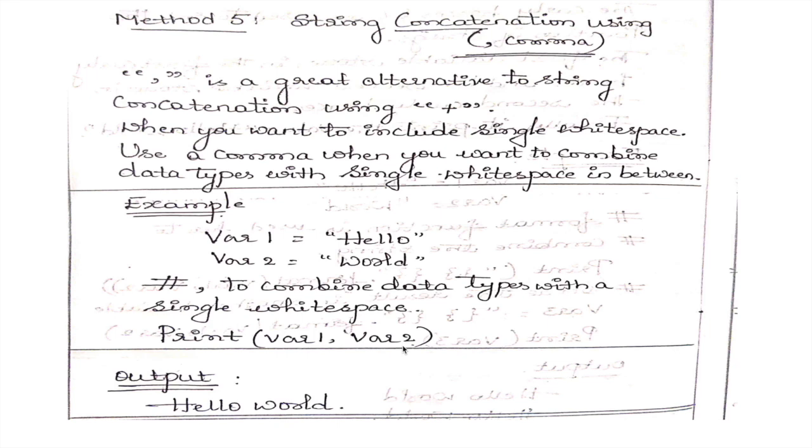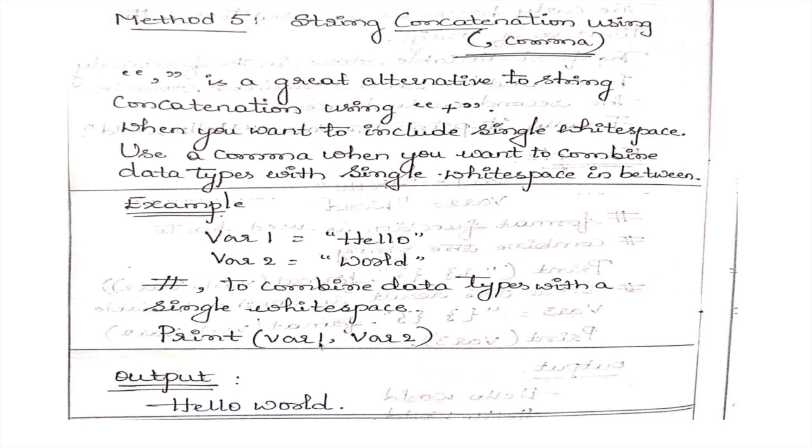When you want to include a single white space, use a comma. When you want to combine data types with a single white space in between. Okay, don't get confused here. So for example, the same example I'm considering here, variable 1 and variable 2. I'm just printing variable 1 and variable 2. The only difference is instead of plus, I'm using a comma.